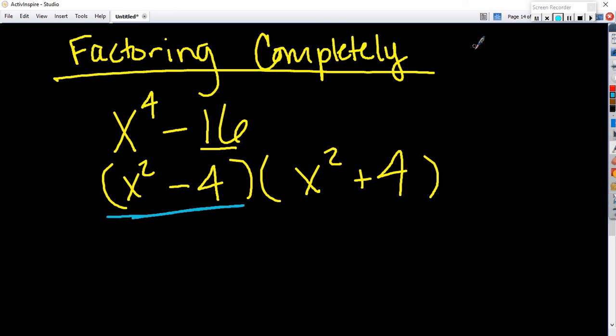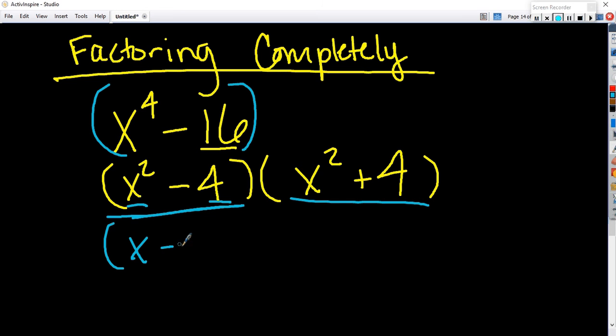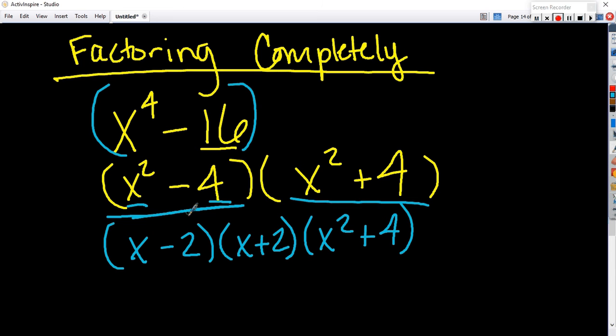Okay. When we started with this, we broke it down into these two pieces, because they're both perfect squares separated by a minus sign. Well, now when I look at what I factored, these are both perfect squares separated by a minus sign. So this one, I could break down again. Now this one I can't because it's plus. But this one can break down again. Oh, you see what I'm saying? You keep on breaking it down until you can't break it down any further. That's what factoring completely means.